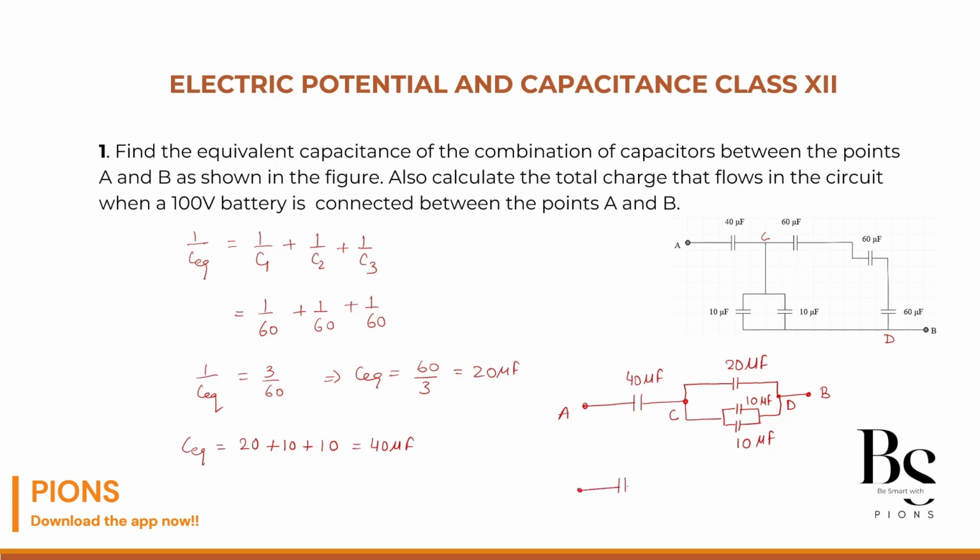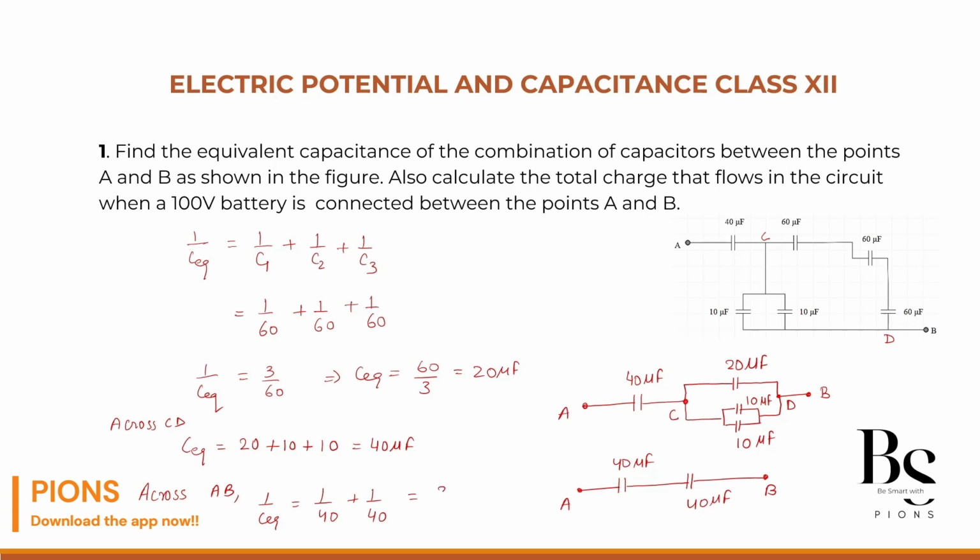We already have one with 40 microfarad. Another one we got just now with 40 microfarad between A and B. Let me repeat again, our C and D we got as 40. Now 40 and 40 are in series. So what will be our C equivalent in series across AB? So 1 by C equivalent equals 1 by 40 plus 1 by 40.